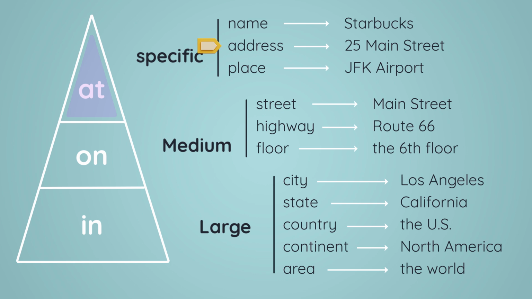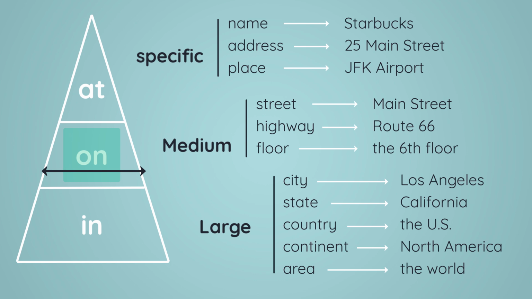Okay, so you have the number, not only the street, not only the city, but the specific number of the building and the street, at 25 Main Street. Or we say a specific place, like at JFK Airport. And even if it's not with a name, we could just say at the airport, at the office, at the library, at the supermarket. You see that it's very specific, and that's why we use at in those situations. Alright, got that? Now let's look at the second one.